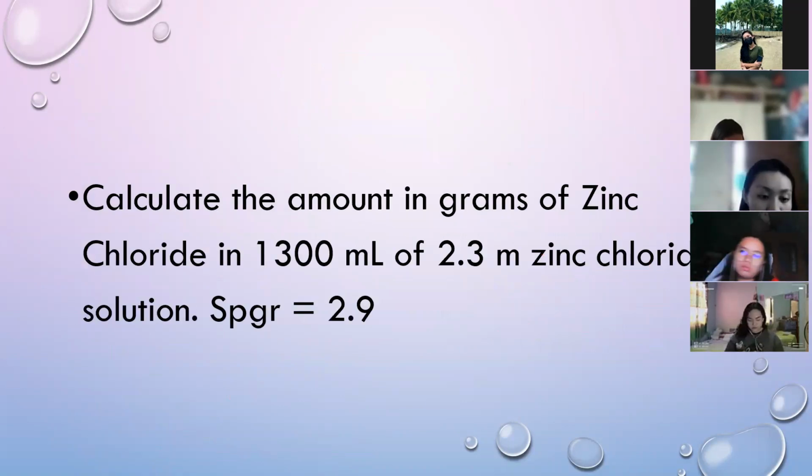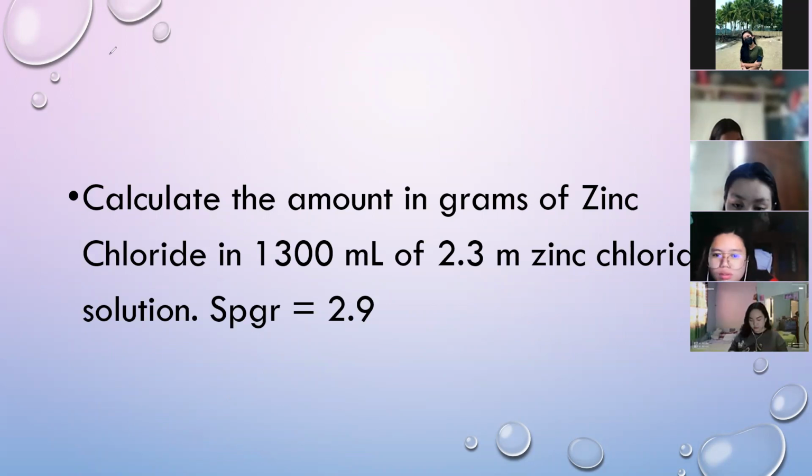Now, let's have this one. Calculate the amount in grams of zinc chloride in 1,300 ml of 2.3 molal zinc chloride solution. The specific gravity for the zinc chloride solution is 2.9. So this one is a different problem. It's more complicated than the previous ones that we have.